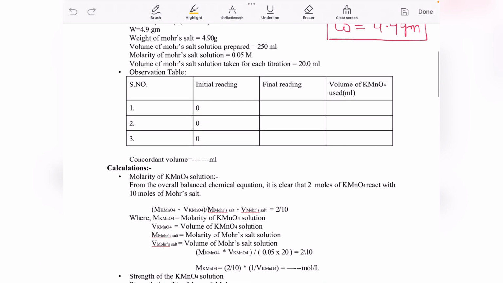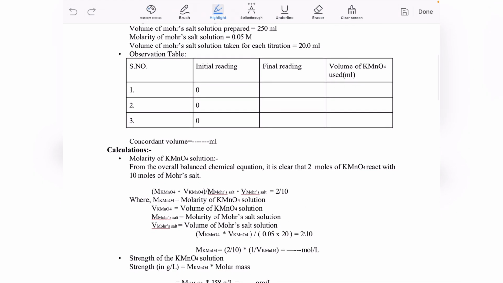Now after preparing the solution, the next step is the observation table. So the volume of Mohr salt prepared is 250 ml. Molarity of the Mohr salt is M/20. Volume of Mohr salt taken out for each titration is 20 ml. That is, the pipetted volume is 20 ml that I have taken here. In place of 20 ml, you can also pipette out 10 ml.